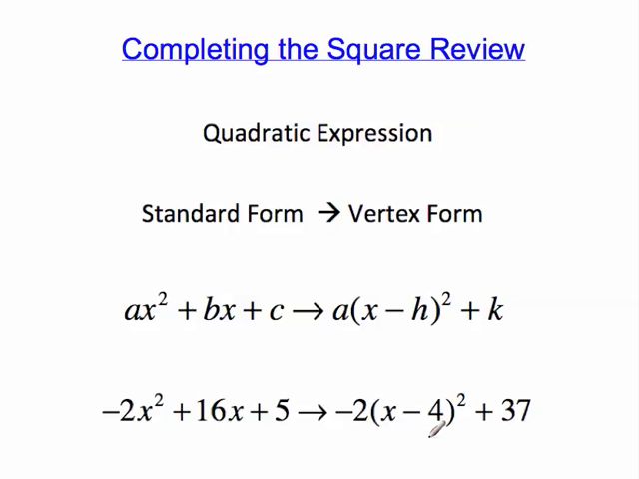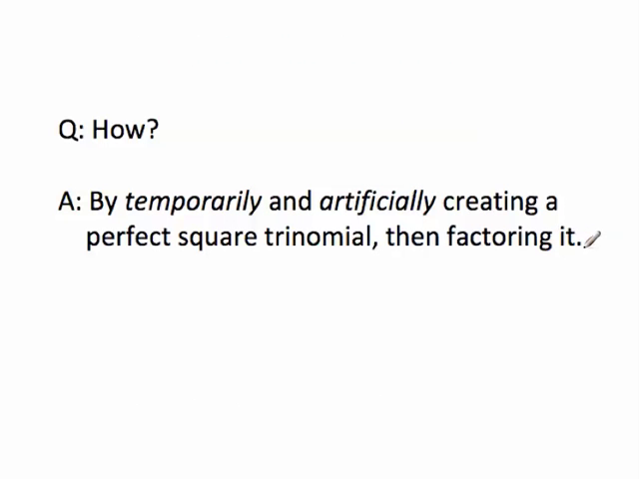And you might want to do that because you are looking for the vertex, because you're doing a word problem that involves a maximum or a minimum that you're looking for. So how do you do it? Well, you're going to temporarily and artificially create a perfect square trinomial. That's where the name completing the square comes from. And then you're going to factor it. So what does that look like?